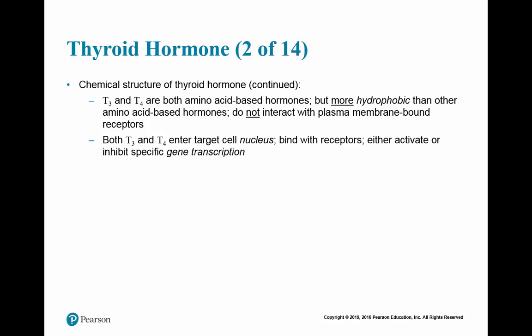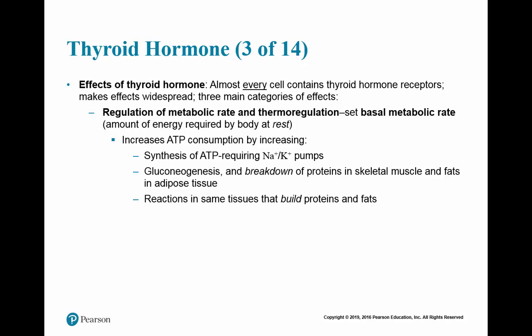They're more hydrophobic than other amino acid hormones, so they don't interact at all with the plasma membrane receptors. They go all the way to the nucleus and bind with receptors there, and they will activate or inhibit gene transcription there. What are the effects? Almost every cell in your body has thyroid hormone receptors, so it has very widespread effects. There's 3 categories of effects.